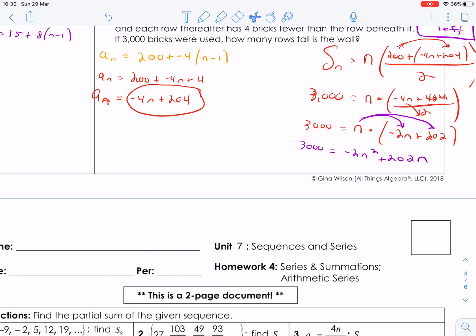Okay, so we need to do the quadratic here. So we're going to get it all into one side. So we get negative, let's add it to the left. We get 2n squared plus 202n plus 3,000 equals 0. We could factor out the 2 and get n squared plus 101n plus 1,500 equals 0, because the 2's would cancel out when we divide by 2, and we'd still be left with 0, so we can just get rid of the 2.